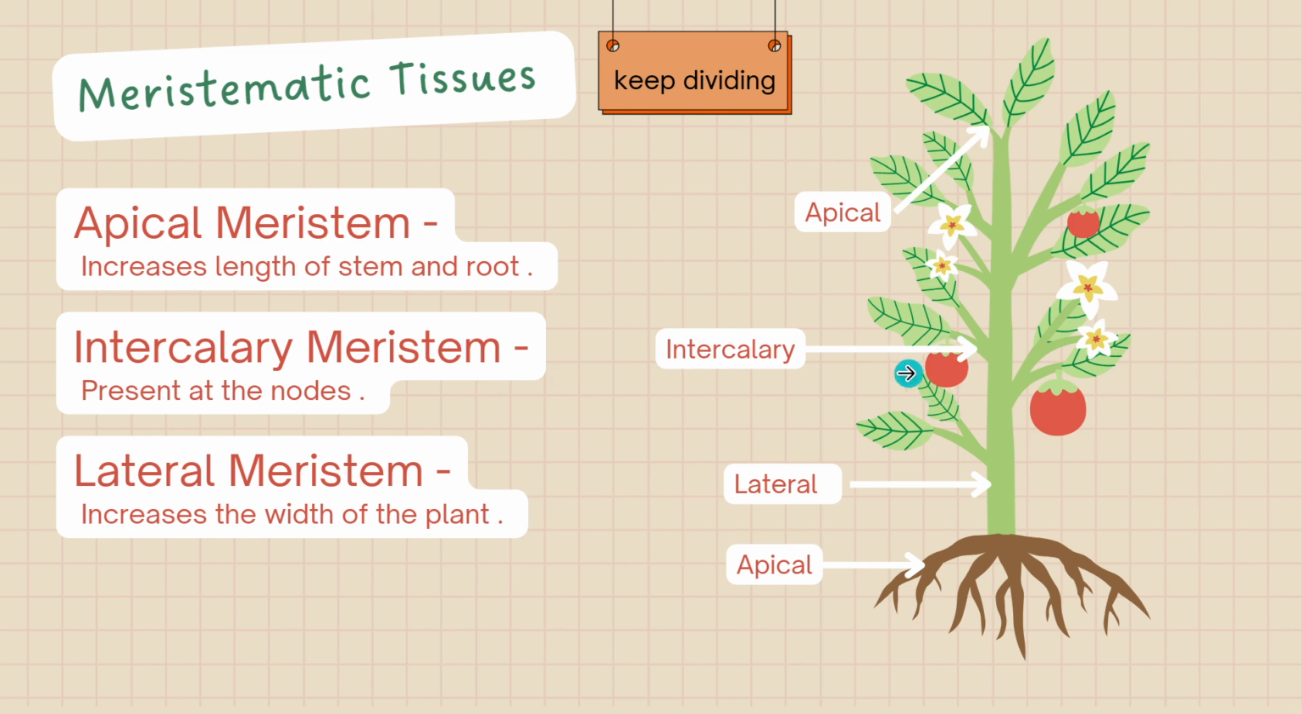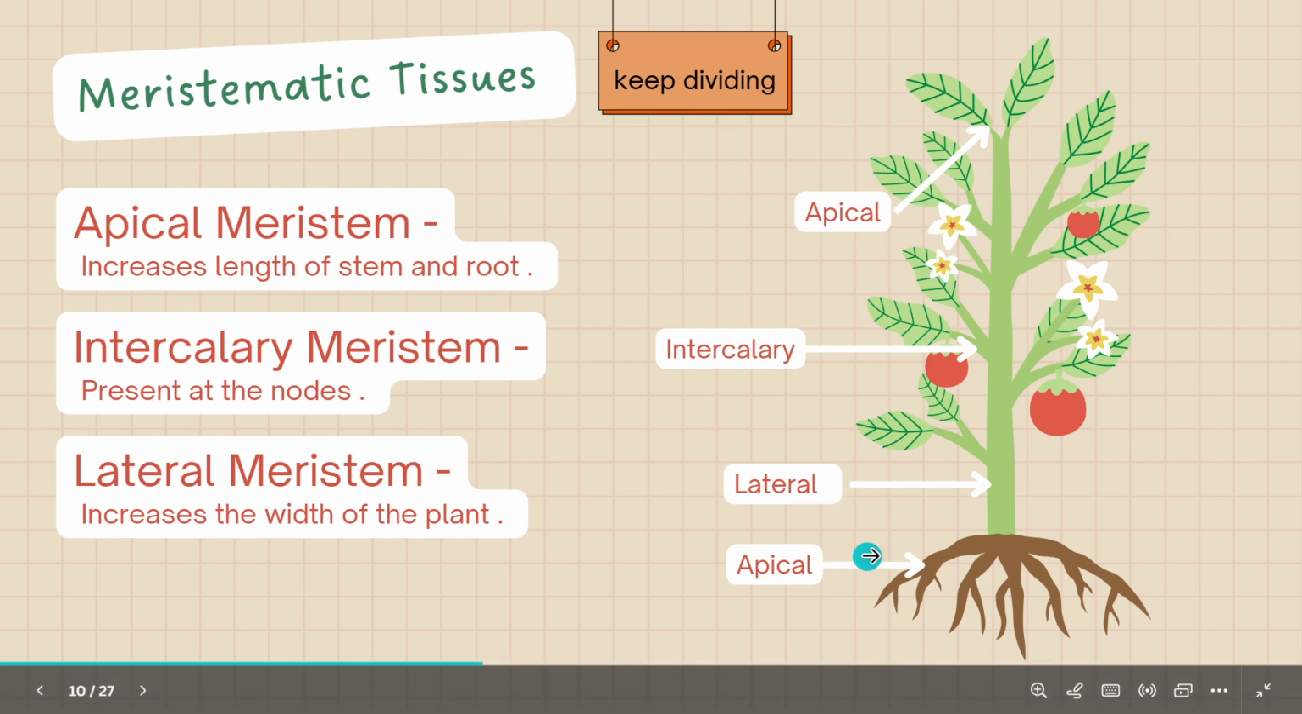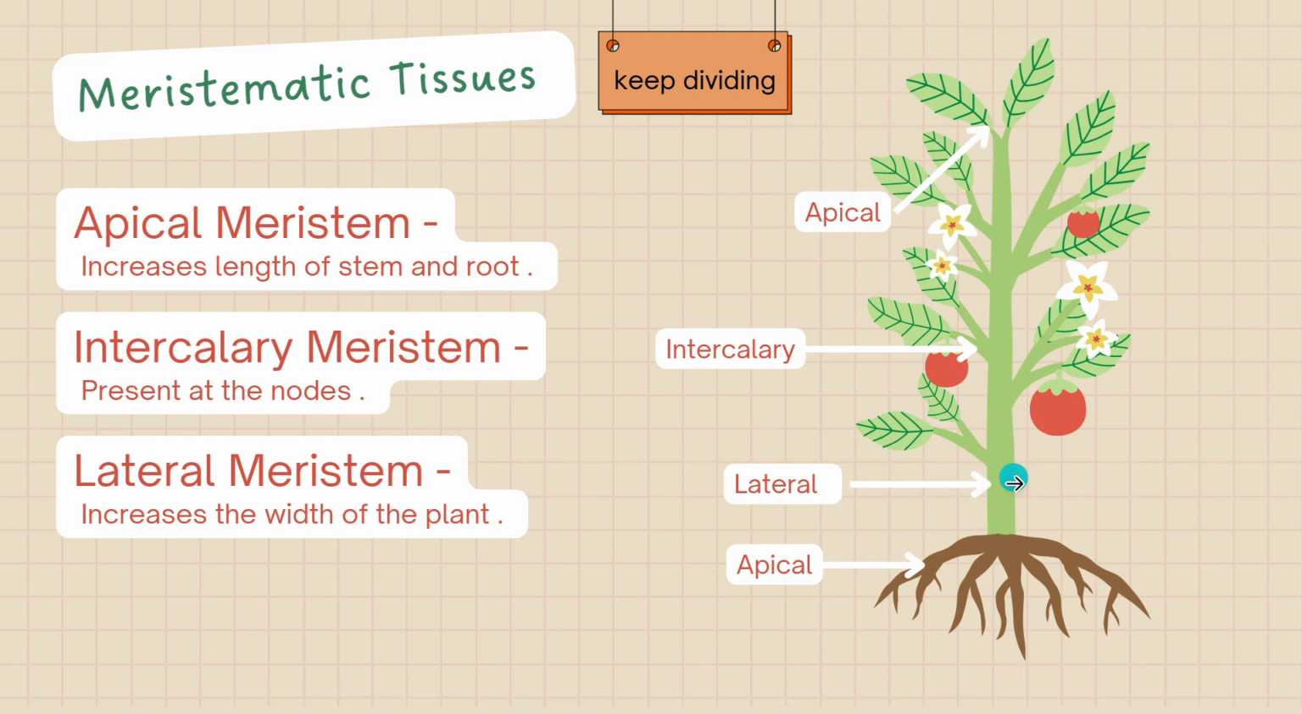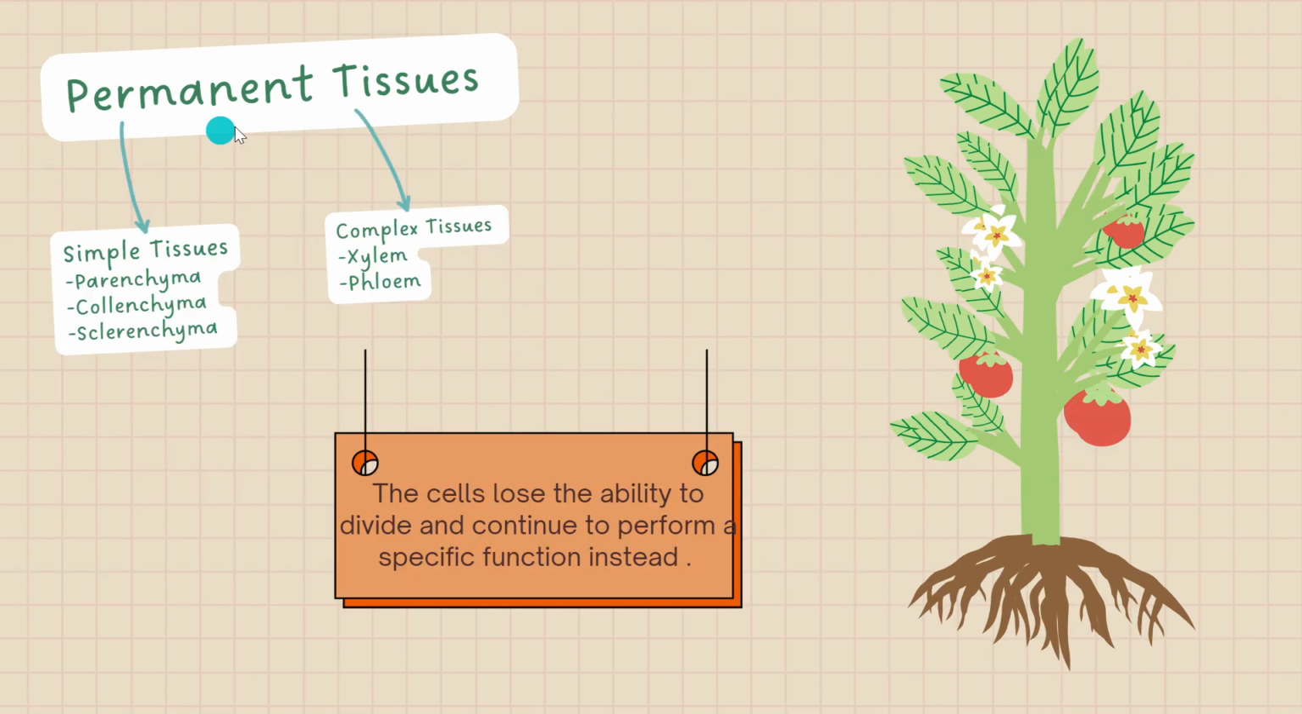Intercalary meristem is present at the nodes of the plant, to increase the branches or something. And then lateral meristem increases the width of the plant. It's present over here, I don't know exactly the structure of it, we don't learn about it. It's over here like in lines, and it helps in growing the width of the plant, to increase the girth or the strength of the plant. I hope you have understood, because we're moving on to permanent tissues now.